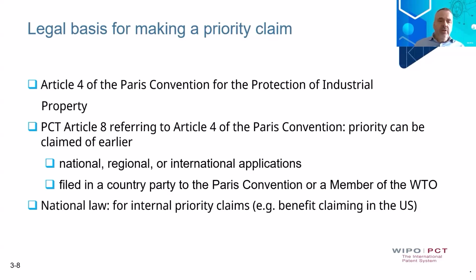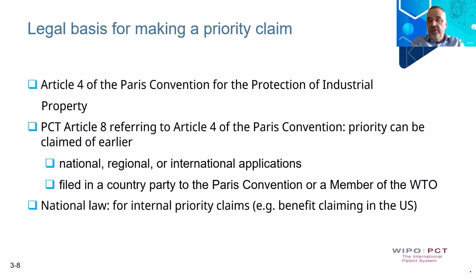Another source of priority claiming and a legal basis for priority claiming is, of course, usually contained in national law. They're usually referred to as kind of internal priority claims. So you file more than one national application, but you want to link the two. In the US, the term that's often used in this connection is claiming benefit.